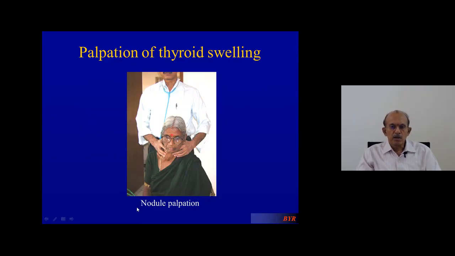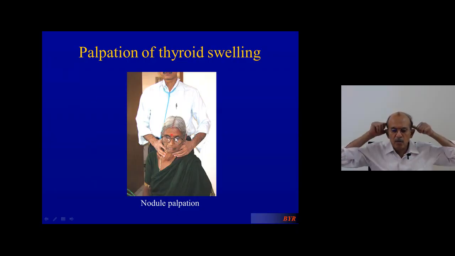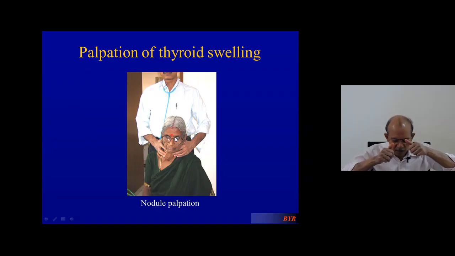Then you palpate the swelling. So this is the position. You must stand behind the patient. You have to keep your thumbs over the occiput of the patient behind, and with both thumbs, you must try to flex the neck. So you must keep the neck of the patient flexed forwards.